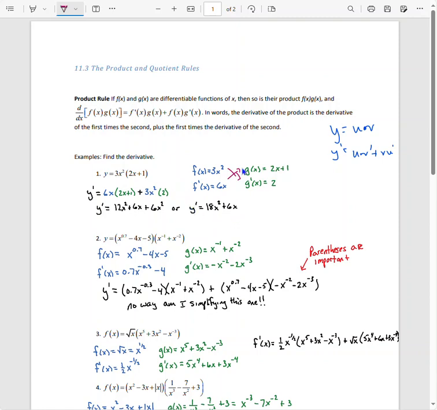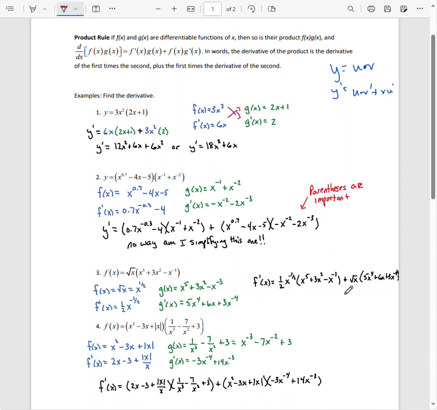All right, second example, y equals in parentheses x to the 0.7 minus 4x minus 5 times x to the negative 1 plus x to the negative 2. First function, I'm going to call it f, x to the 0.7 minus 4x minus 5. Second function that makes up this product, I'm going to call it g of x equals x to the negative 1 plus x to the negative 2.